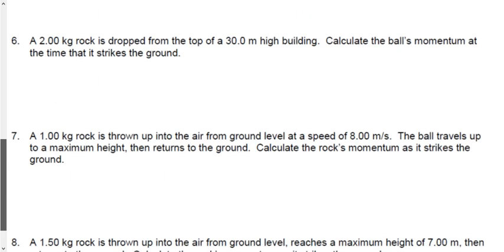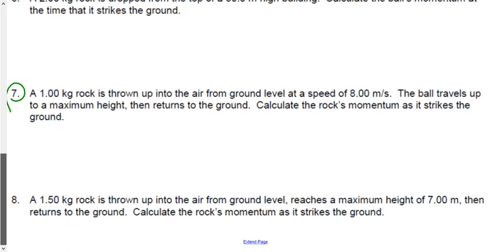Questions 5 to 8. You guys asked me to go over 7 and 8. Nobody needs 5, 6? Okay, 7 and 8 it is. Number 7 says a 1.00 kilogram rock is thrown up into the air from ground level at a speed of 8 meters per second. The ball travels up to a max height, then returns to the ground. Calculate the rock's momentum as it strikes the ground. What do we got here? M is 1.00 kilograms. Is there anything I should red pen here?